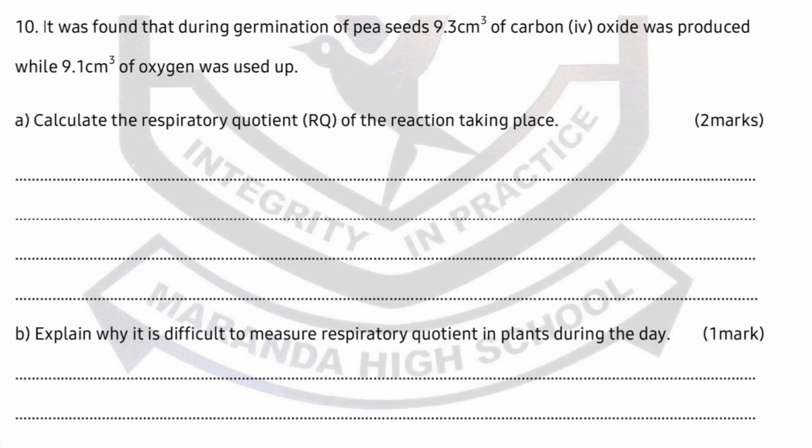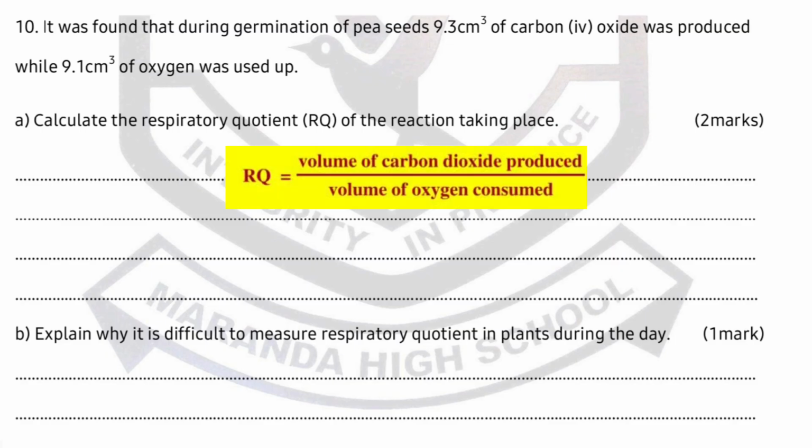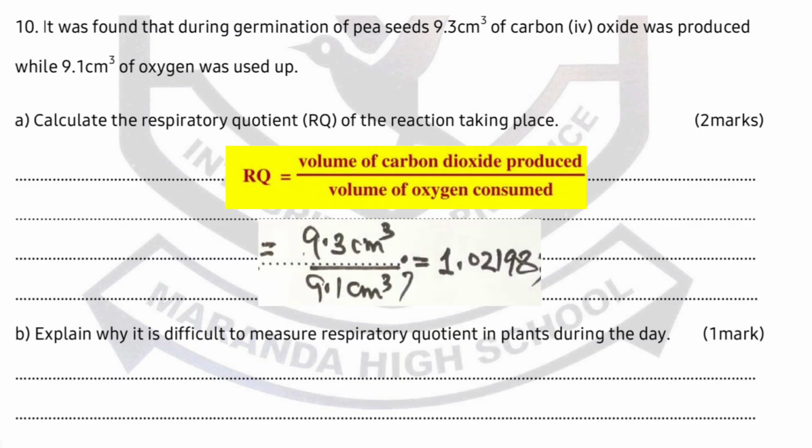Now, if we want to calculate the respiratory quotient, we are simply going to get the volume of carbon IV oxide produced, and place it against the volume of oxygen consumed. So we have already been provided with these values. 9.3 cubic centimeters over 9.1 cubic centimeters will give us an RQ of 1.021.